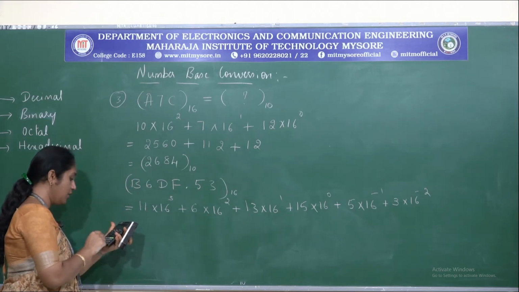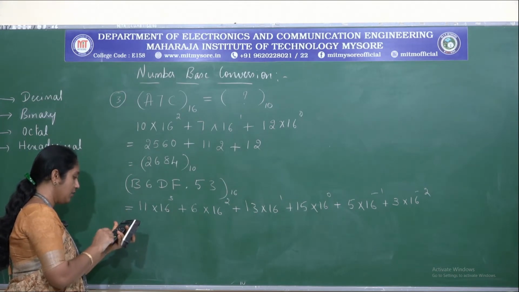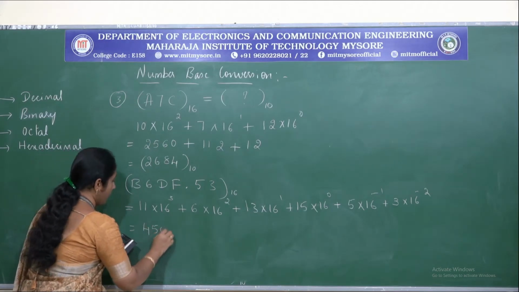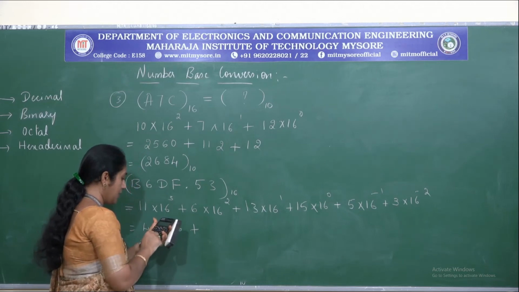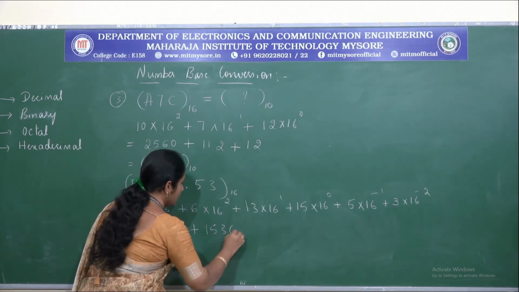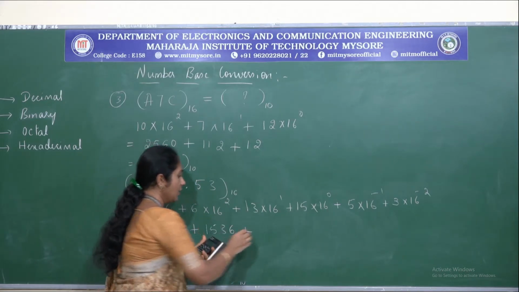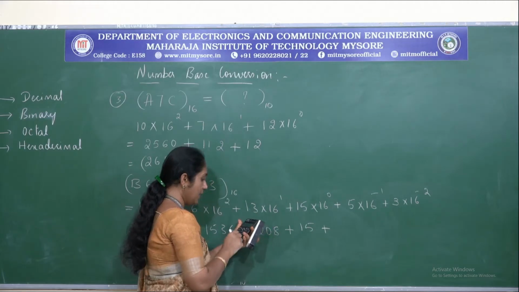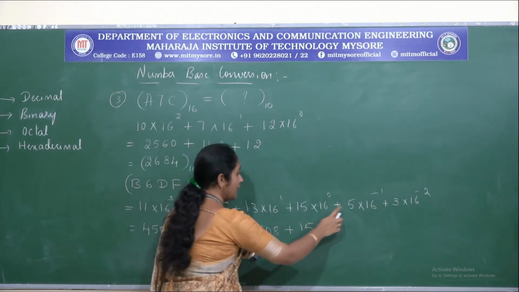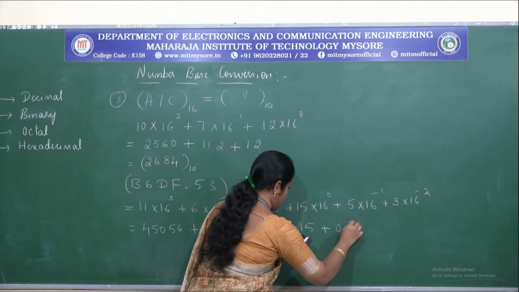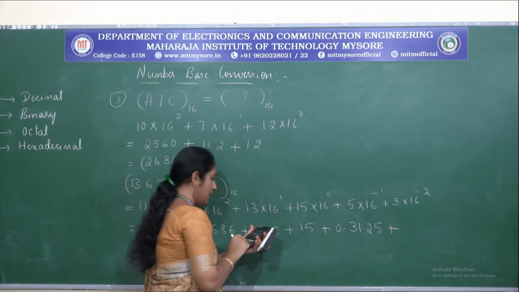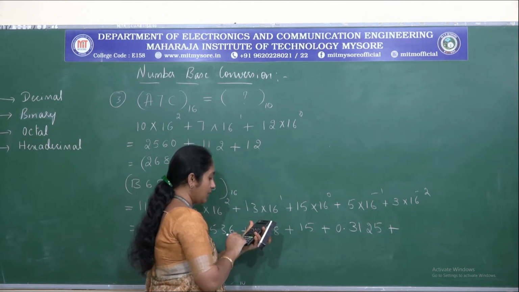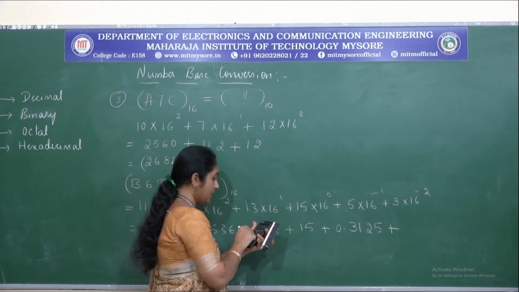So now let us find out 11 into 16 power 3, which is 45,056, plus 6 into 16 square, 1536, plus 13 into 16, 208, plus 15, plus the fractional part: 5 divided by 16 is 0.3125, plus next is 3 divided by 16 square.